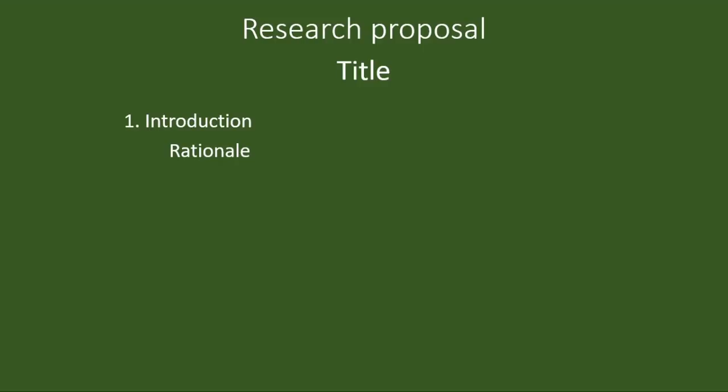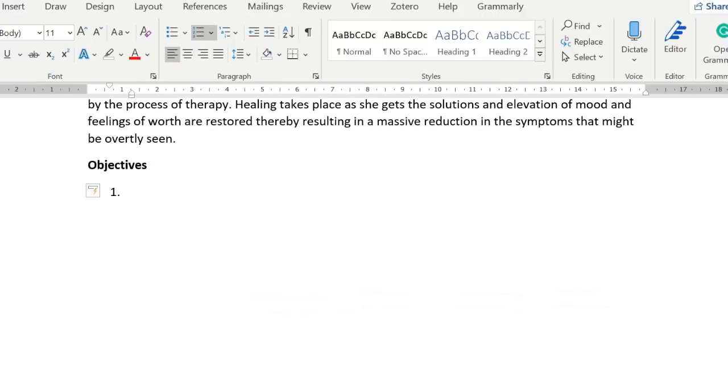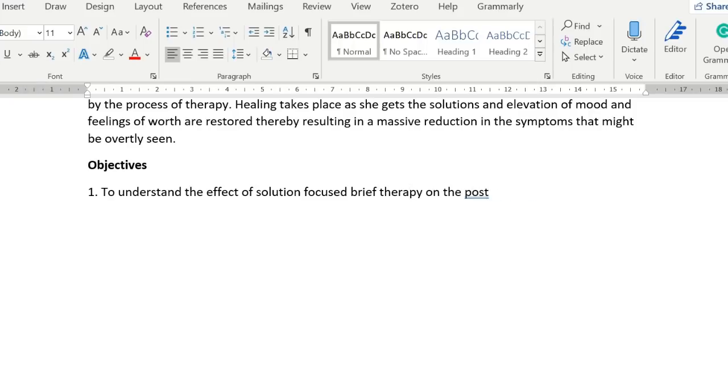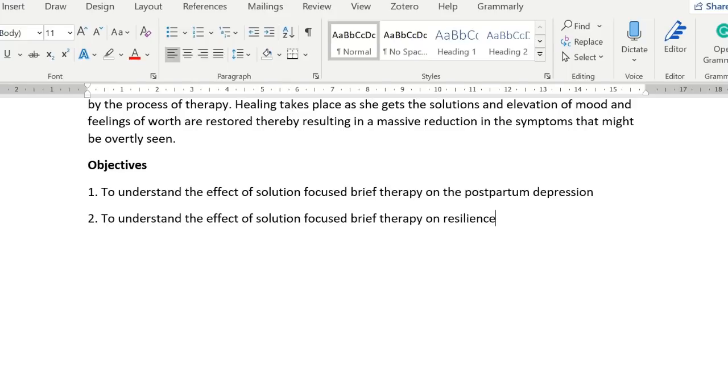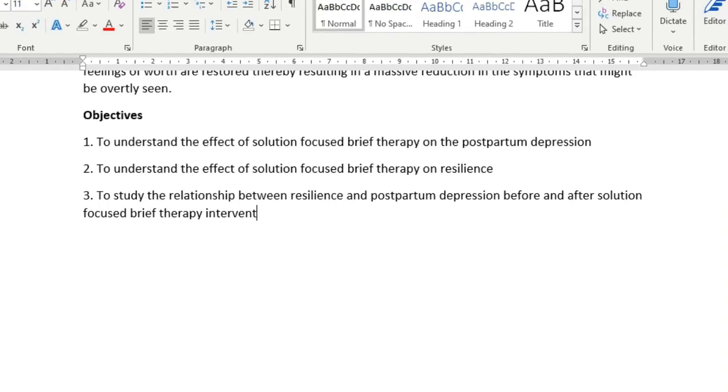Next, we have to develop our objectives. The objectives are closely linked with the rationale. So here, my objectives are 1. To understand the effect of solution-focused brief therapy on postpartum depression. 2. To understand the effect of solution-focused brief therapy on resilience among the postpartum mothers. 3. To study the relationship between resilience and postpartum depression before and after the solution-focused brief therapy intervention period. These objectives will help us to reach our aim or to solve our problem. Whether solution-focused brief therapy is effective in enhancing resilience and overcoming postpartum depression.